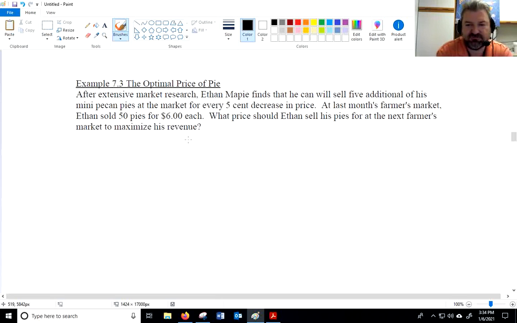After extensive market research, Ethan Mapai finds that he will sell 5 additional of his mini pecan pies at the market for every 5-cent decrease in price. At last month's farmer's market, Ethan sold 50 pies for $6 each. What price should Ethan sell his pies for at the next farmer's market to maximize his revenue?